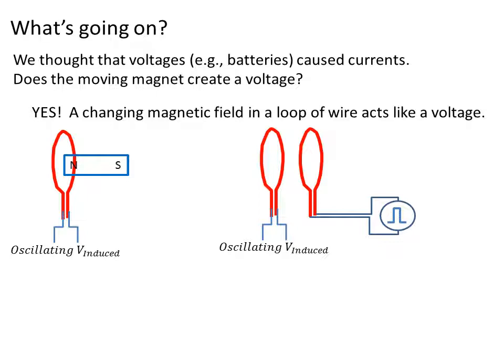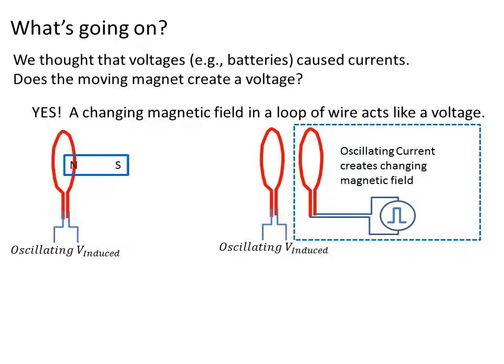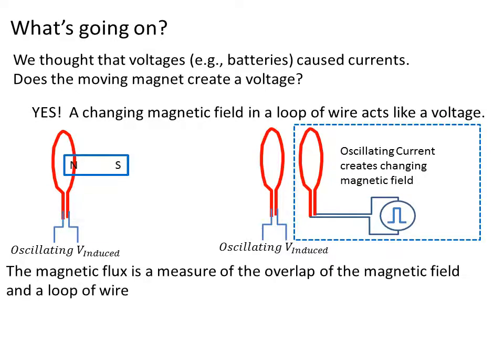If we look at another way of doing this, we could have, again, a loop, and we put an oscillating current through a second loop. The oscillating current in the second loop creates a changing magnetic field. That changing magnetic field will create an oscillating voltage in the other loop. So there's a tight tie between currents and magnetic fields.